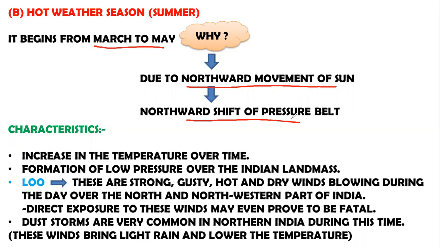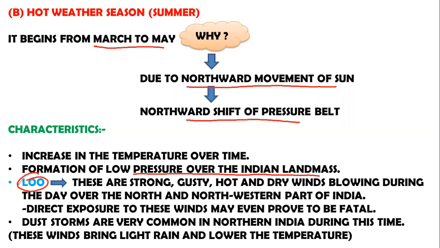Now, since Tropic of Cancer is receiving much sunlight, there is low pressure over Tropic of Cancer. Now, what are the characteristics? Increase in the temperature over time. There is sudden increase in the temperature during summer season. Formation of low pressure over Indian landmass. Because of constant sunlight, the landmass gets heated up and it further leads to formation of low pressure.